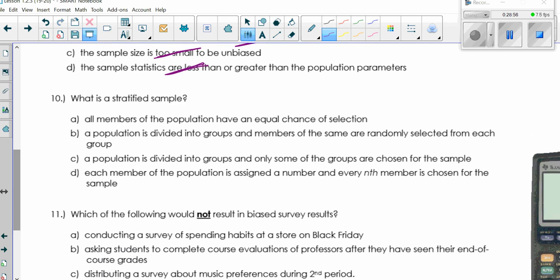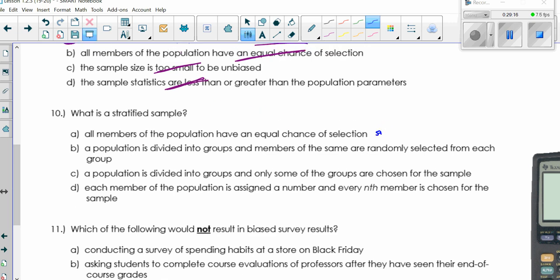Number 10 says, what is a stratified sample? So stratified, if you go back to the beginning, the front side, stratified again means that we group and then we pick within that group. So we want to pick which one of these answers best defines that. Okay. A says all members of the population have an equal chance of selection. This is the definition of a simple random sample. Some of them, if you read back on the front, have a nearly equal chance. A simple random sample has an equal chance. Again, that's you put 200 tickets in a bag and you pick one out of it. Everybody's got the exact same probability of getting picked.